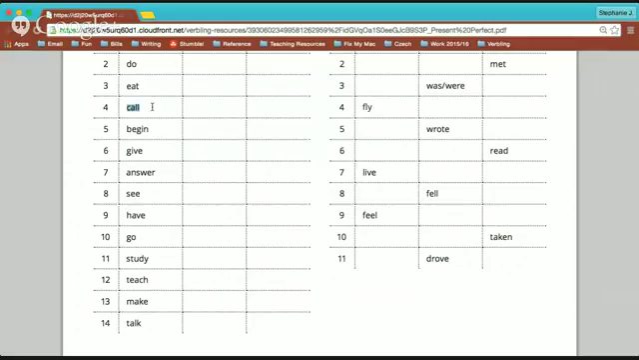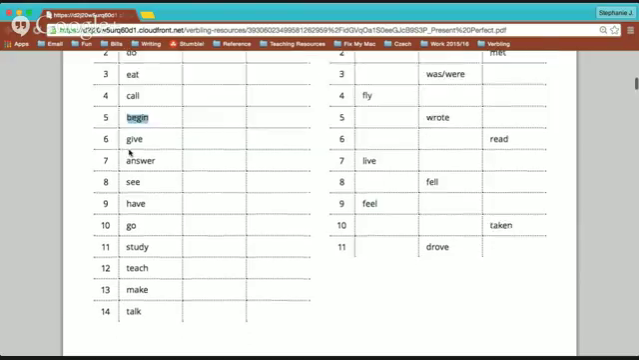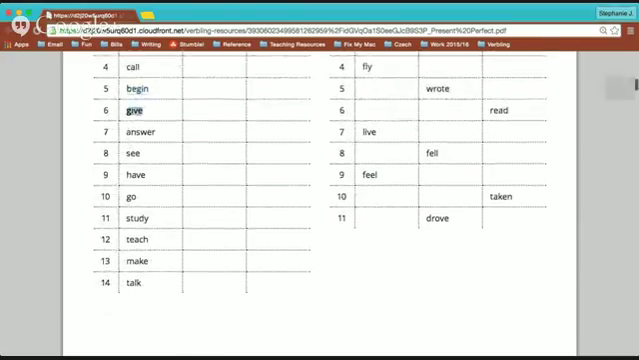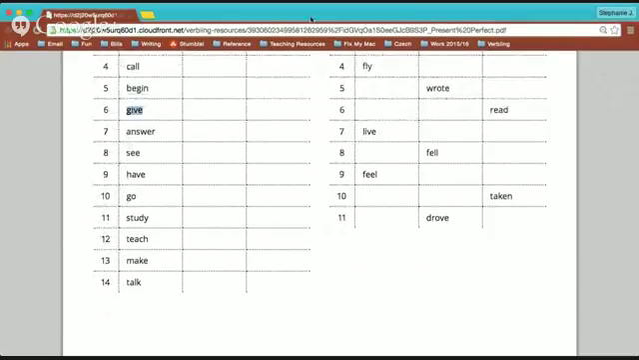Number 4, call. Called, and called is a regular verb. Yes, correct. Very good. Begin. Began and begun. Began with an A and then begun with a U for the past participle. Great. Give. Gave and given. Excellent, good answer.